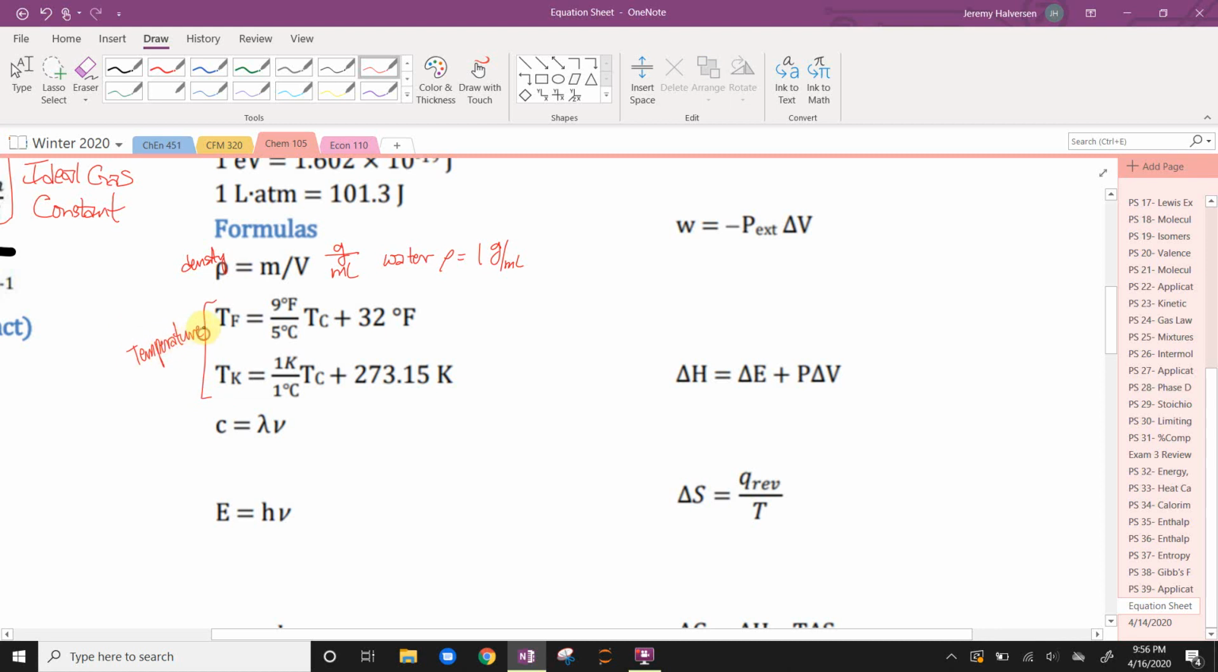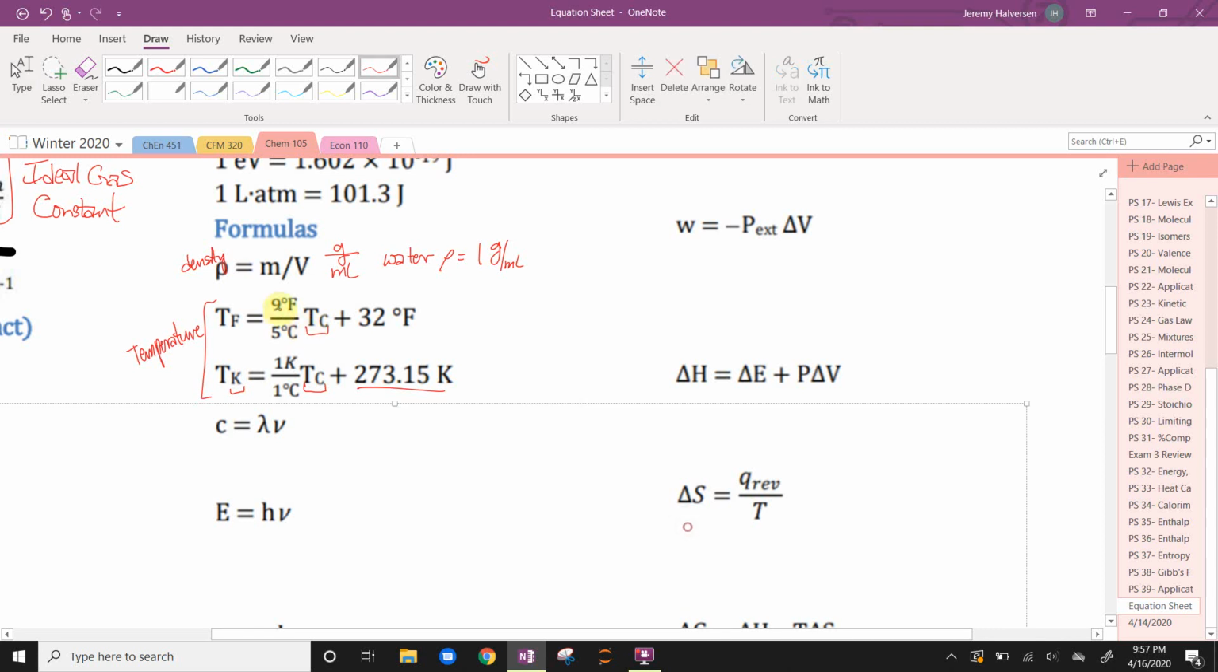Now, most of you are familiar with converting Celsius to Kelvin. That's right here. This is saying you take your Celsius, you multiply it by 1 over 1, so don't do anything, pretty much, and then you add 273.15, or 273, and that gives you your temperature in Kelvin. Okay, you are familiar with that. Fahrenheit's a little bit different. You take your Celsius, you multiply it.